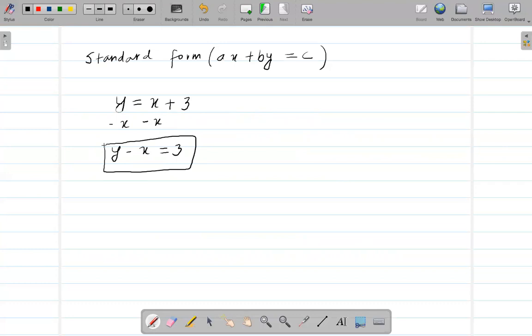Okay, now let's go to now to quadratic function.